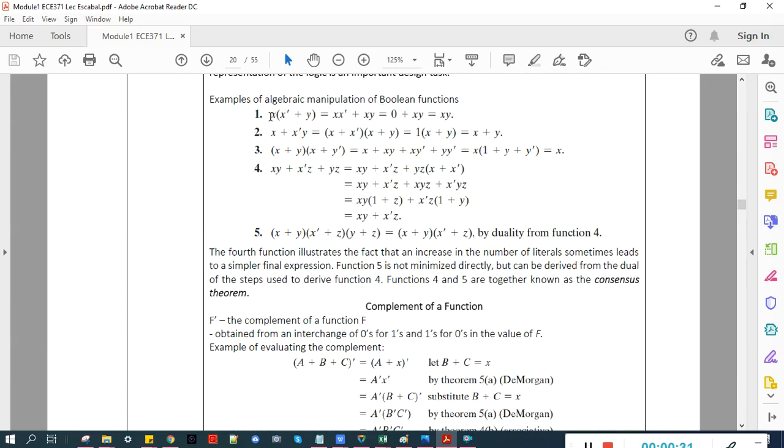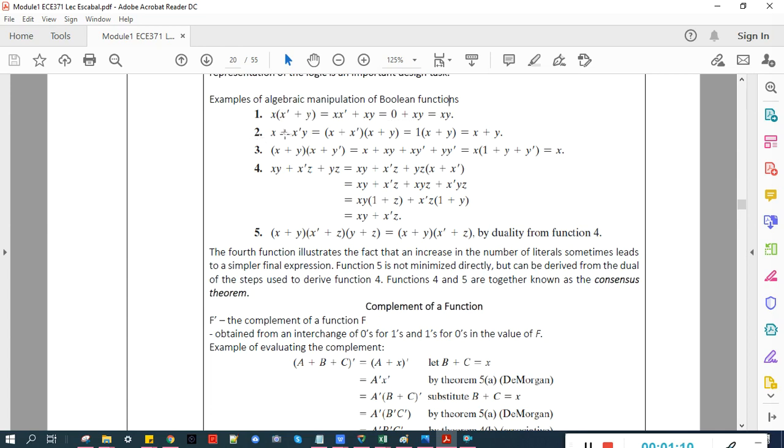We have here the first example. We have x(x' + y). Simplifying this, we apply the distributive property. So it becomes xx' + xy. Then xx', we know that this is equal to 0. So 0 + xy equals xy. So we have simplified x(x' + y) into xy.